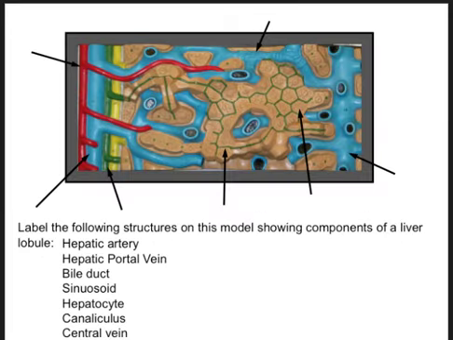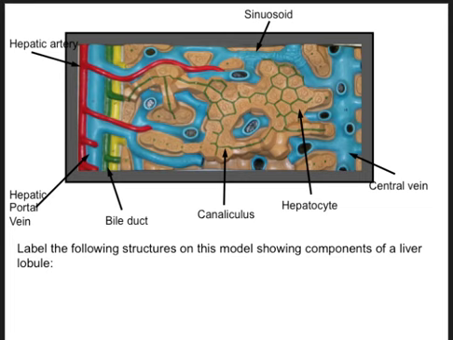Label the following structures on this model showing components of a liver lobule. Okay, and so we have this list here. This is a zoom up of actual liver tissue, and so if we label these appropriately, this is what we come up with. For those that are curious, what is the yellow vessel? That is a lymphatic. Okay, so you can see the sinusoid and the central vein and the hepatocytes and the canaliculi, the bile duct, the portal vein, and the hepatic artery, all on that diagram.